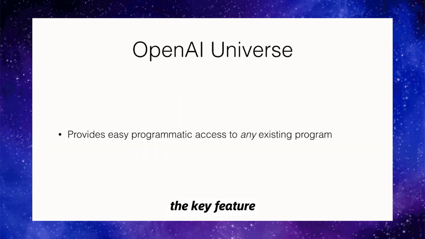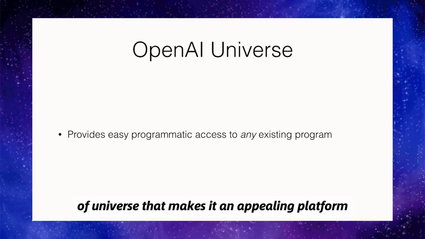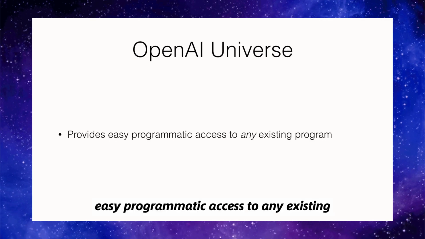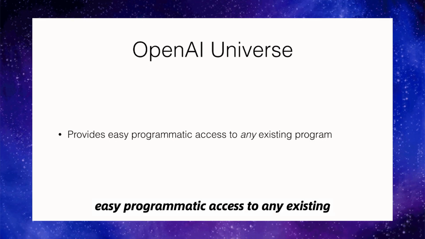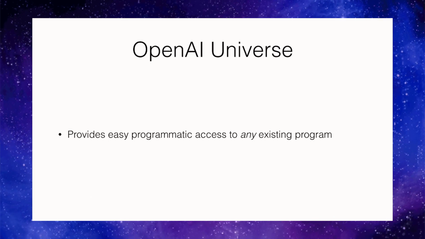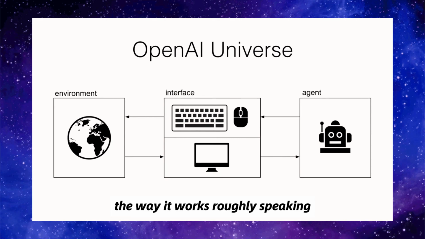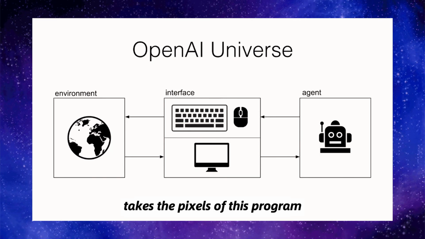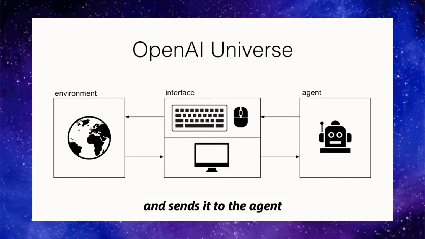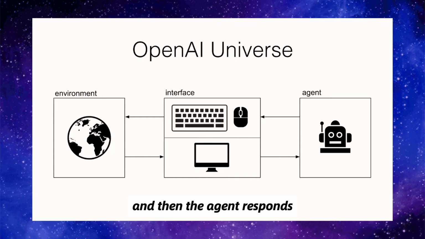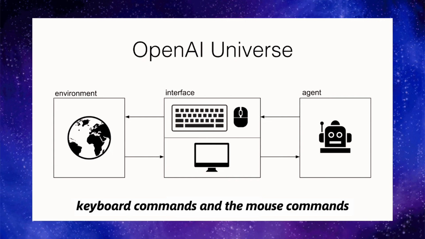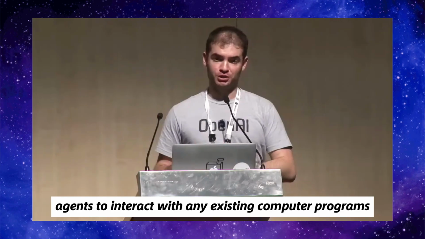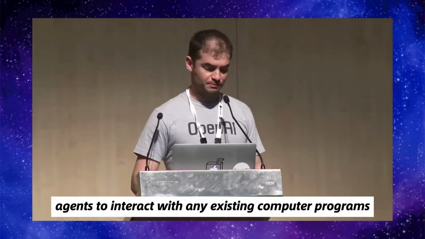So the key feature of Universe that makes it an appealing platform is that it provides easy programmatic access to any existing computer program. The way it works, roughly speaking, is that the program runs somewhere. The Universe infrastructure takes the pixels of this program and sends it to the agent. And then the agent responds by sending the keyboard commands and the mouse commands. So you can now see that an infrastructure like this allows our agents to interact with any existing computer programs.